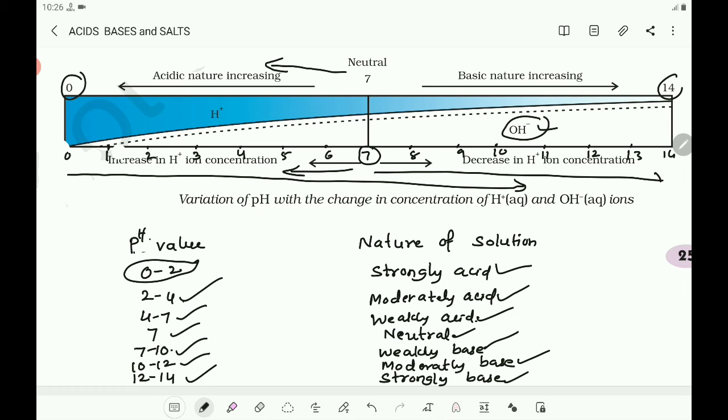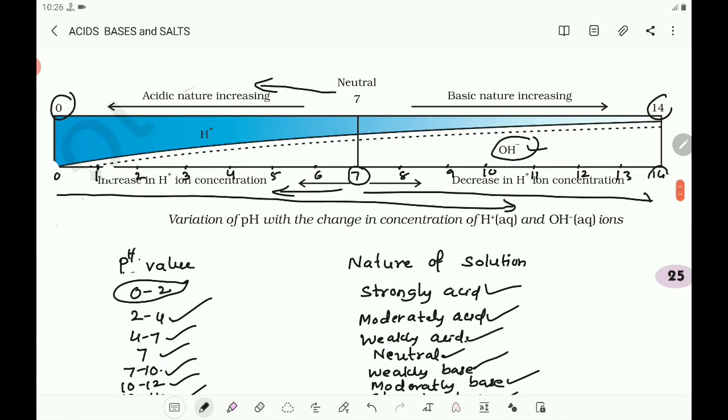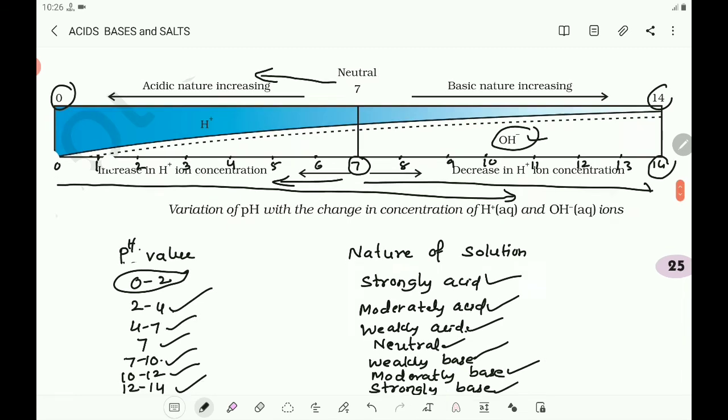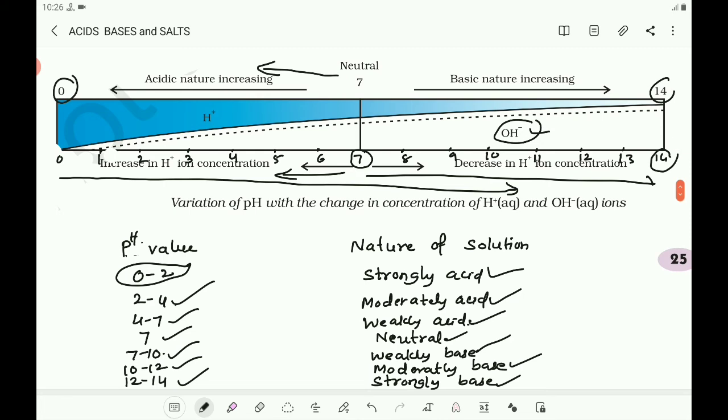Here 14 means it is the maximum and it is the strongest base. If the pH value is 14, it is the strongest base. If the pH value is 0, it is strongly acidic.